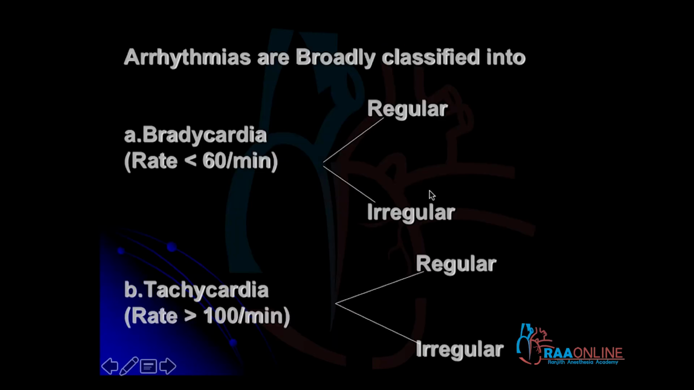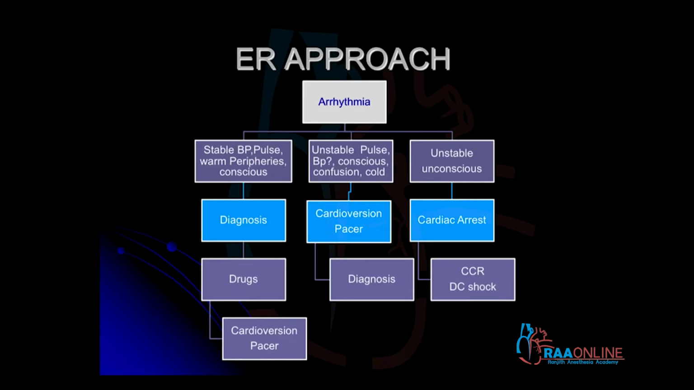Then we come to the classification of arrhythmia. We classify them into bradycardia, tachycardia. Anything below 60 is bradycardia, anything above 100 is tachycardia. Both can be regular or irregular. Irregular bradycardia, regular bradycardia, irregular tachycardia, regular tachycardia. So this is the important approach to any arrhythmia.